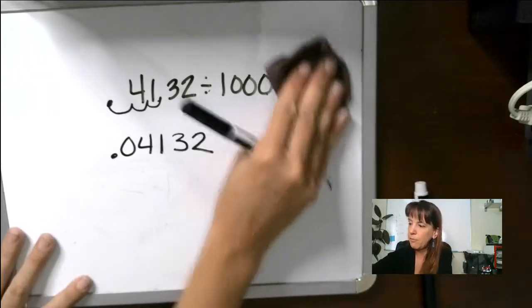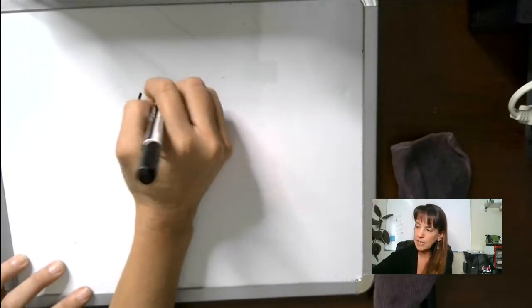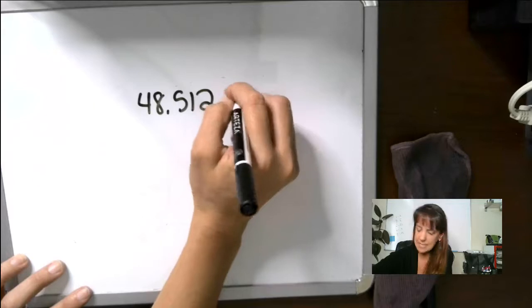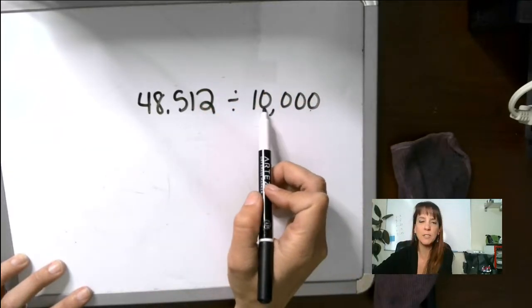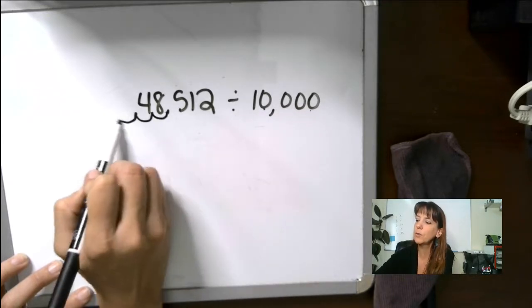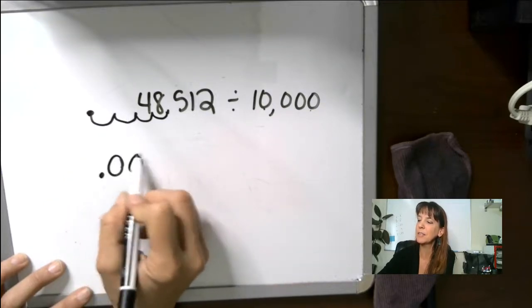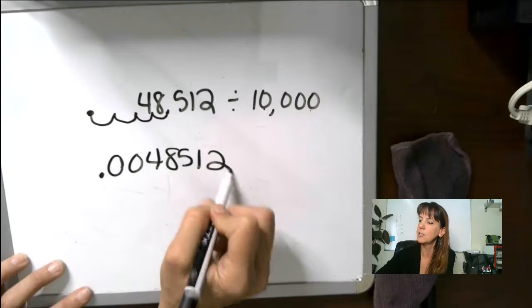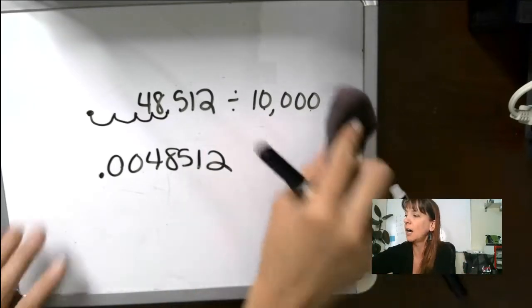Let's look at number 4. Example number 4 looks like this. 48.512 divided by 10,000. There are 1, 2, 3, 4 zeros. Divided by says we're making it smaller, so we're going to go 1, 2, 3, 4 spots over, put a decimal, and 0.004 8 5 1 2 is your answer. That's all there is to multiplying and dividing by multiples of 10, which I think is a lot easier than trying to use your calculator for something like that.